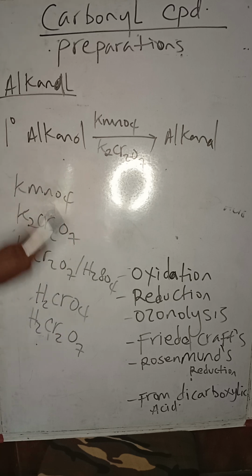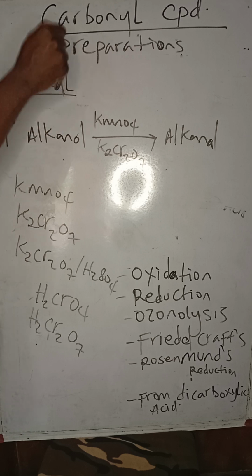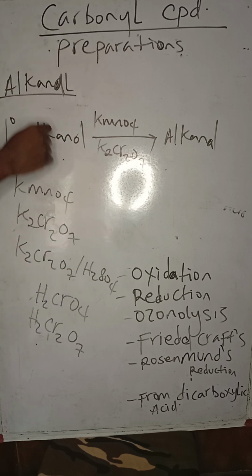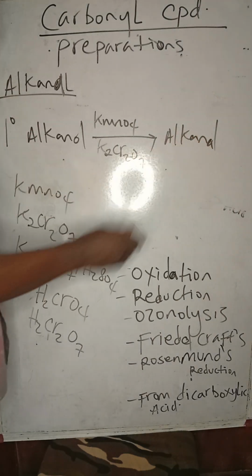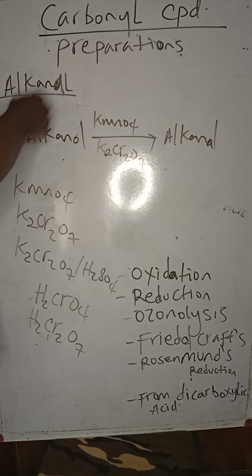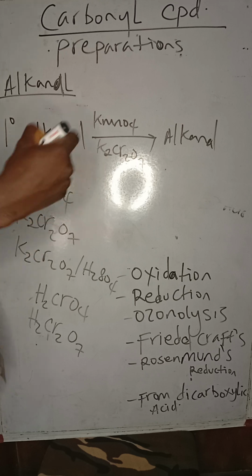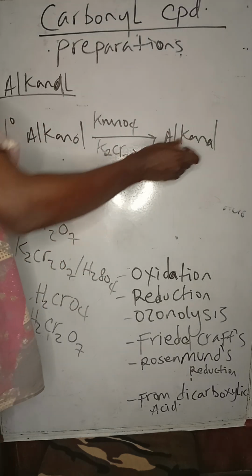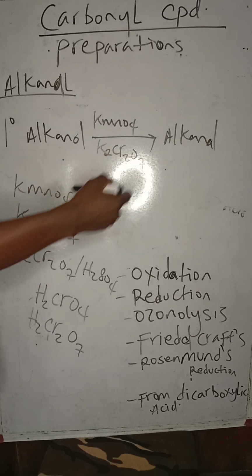oxidizing agents we use, making the alkanols more, we get alkanals mainly. Yes, there might be a little trace of alkanoic acid formed, but because the alkanols are more and the oxidizing agent is limited, the reaction will stop halfway, at the intermediate. Most of the reactions stop at the intermediate.